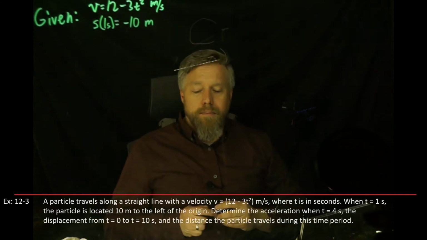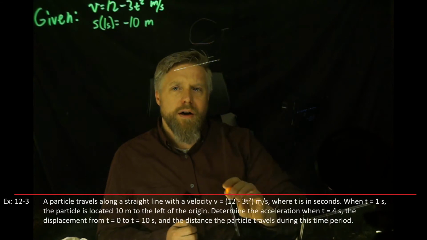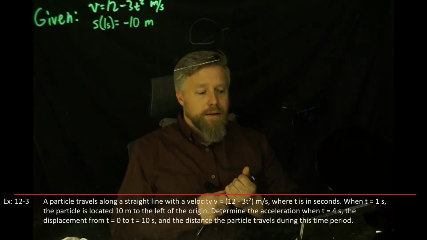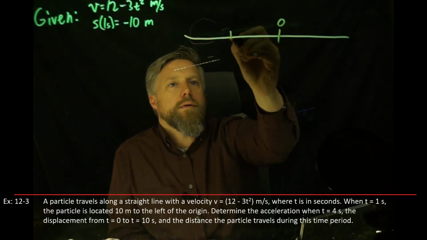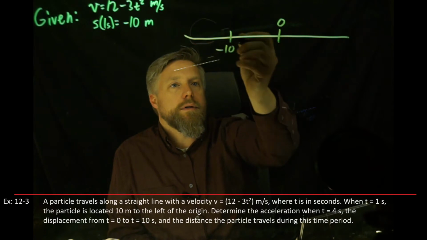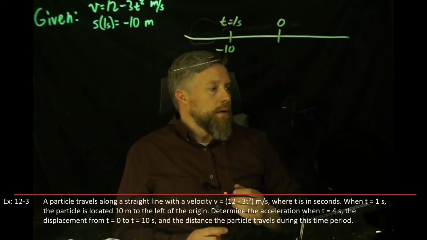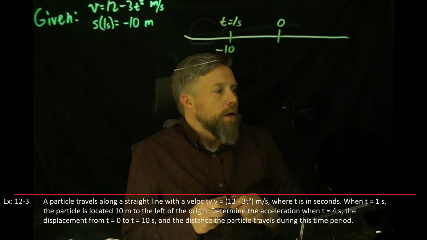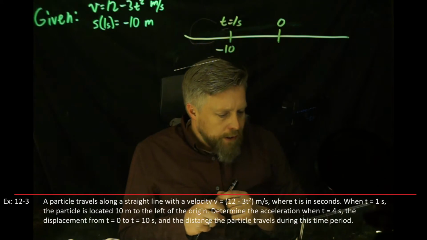OK, now let's start our picture. All problems need a picture, even if it's a simple one. It can really help you. And you'll see in this one it's vitally important. 0 right here. And at t equals 1 second, I'm at negative 10. I'm to the left of this. This is t equals 1 second. OK, so now I started my picture. I've got a couple of my givens up. I'm going to keep reading.